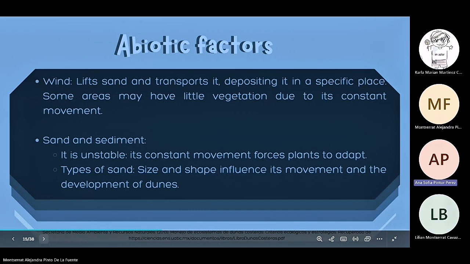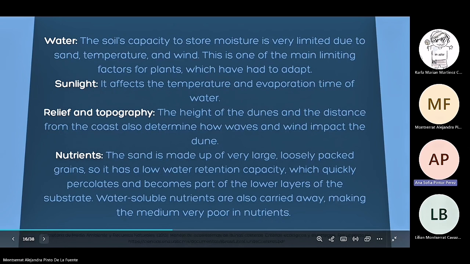Okay, now we have the abiotic factors. Wind is one of the most important factors because it shapes this ecosystem. It transports and erodes the sand, and this makes this ecosystem very mobile. And we have the sand and the sediment, because the sand is unstable, and with the wind, it is in constant movement. Water filters through the sand very quickly, and the salt stays on the top.